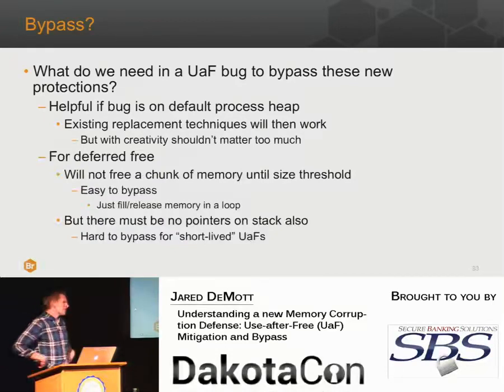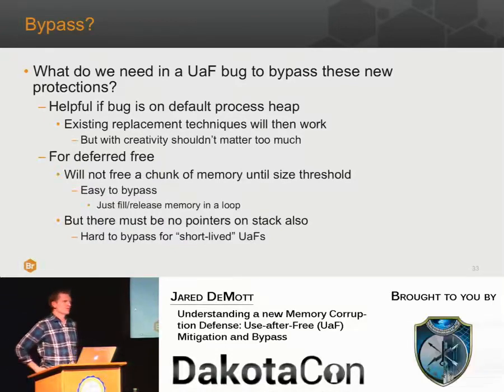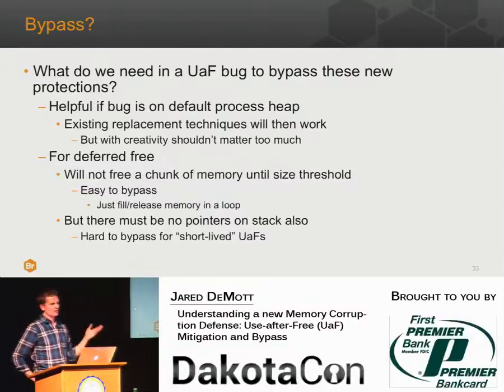Finding objects on both the isolated and default heap, which could be of interest, is relatively straightforward. So that's not too hard. The only bit that's really quite hard to bypass is if you have a bug that uses the object shortly after it's freed. The delayed free really messes that up and makes that difficult.